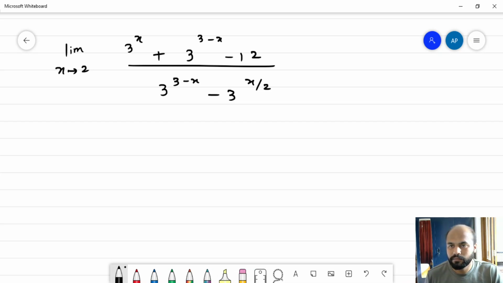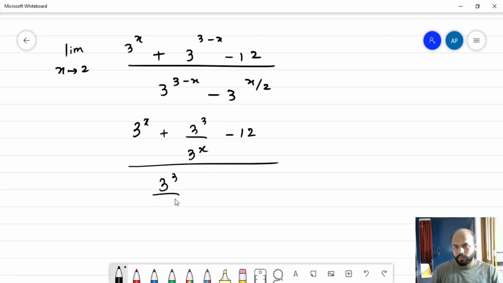Let's take up this example. So you can see that 3 raised to x, and this is 3 raised to 3 minus x. So what we are going to do now is write 3 raised to x, and this we're going to write as 3 cubed by 3 raised to x according to the laws of exponents. So now what we get is 3 cubed by 3 raised to x minus 3 raised to x by 2. So this is what we have at the moment. Now we are going to write 3 raised to x as something. So let's write it like this.